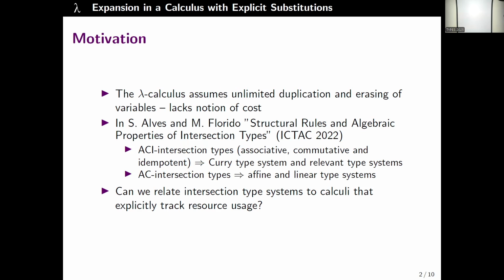And so using that, we use some work by Sandra Alves and Mário Florido that relates ACI intersection type systems, that is associative, commutative and idempotent intersection types, with the Curry and relevant type systems. And also that there is a relation between AC intersection types, that is associative, commutative, and non-idempotent intersection types, with the affine and linear type systems.